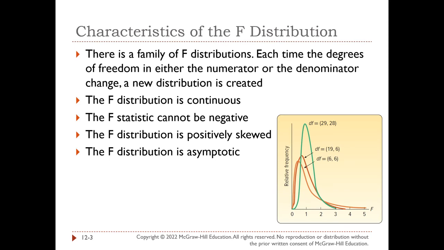So, what are F distributions? Well, they are a family of F distributions. Each time the degrees of freedom, either the numerator or the denominator, change, a new distribution is created. The F distribution is continuous. The F statistic cannot be negative; it's always positive. The F distribution is positively skewed, too. And the F distribution is asymptotic.